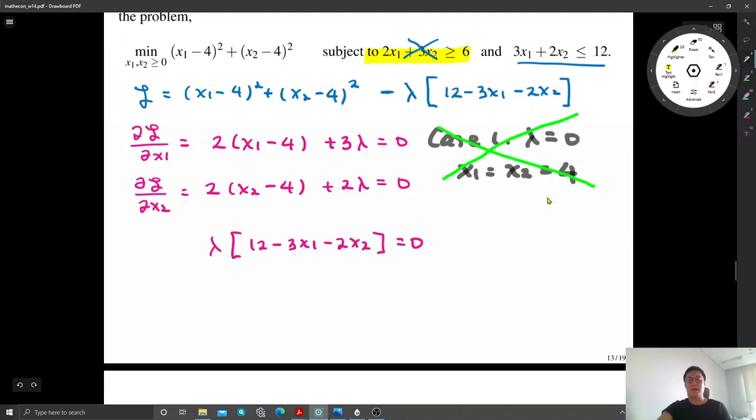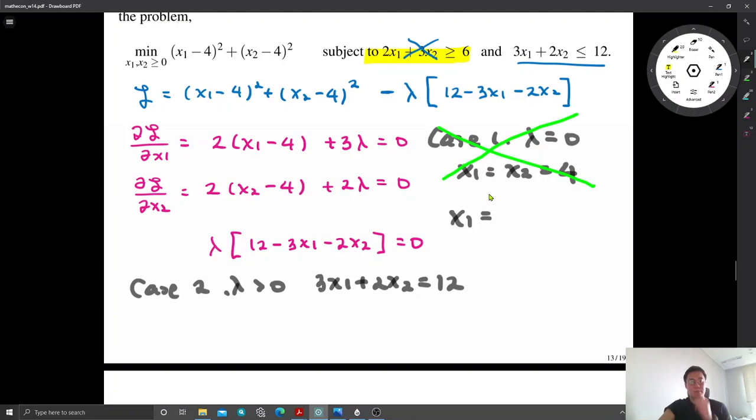Now case 2, lambda is strictly positive. By the complementary slackness, we have 3x1 plus 2x2 should be 12. So we must have a boundary solution. Then let me first solve the very first condition for x1, then x1 is going to be 4 minus 3 lambda over 2.